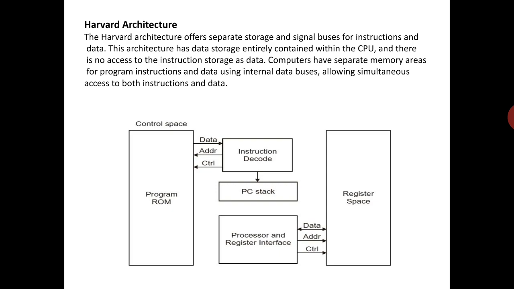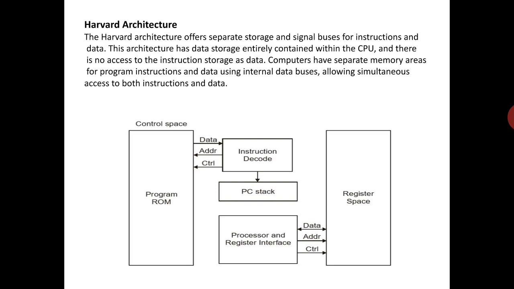Second one is Harvard architecture. The Harvard architecture offers separate storage and signal buses for instruction and data. This architecture has data storage entirely contained within the CPU, and there is no access to the instruction storage as data. Computers have separate memory areas for program instruction and data using internal data buses, allowing simultaneous access to both instruction and data.